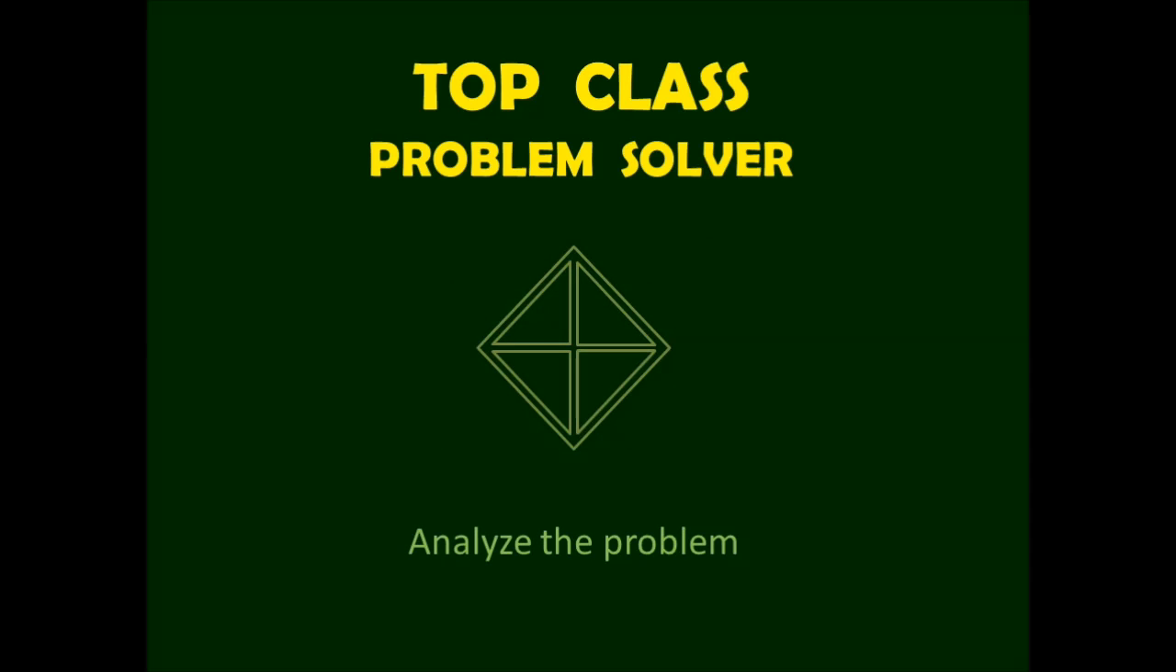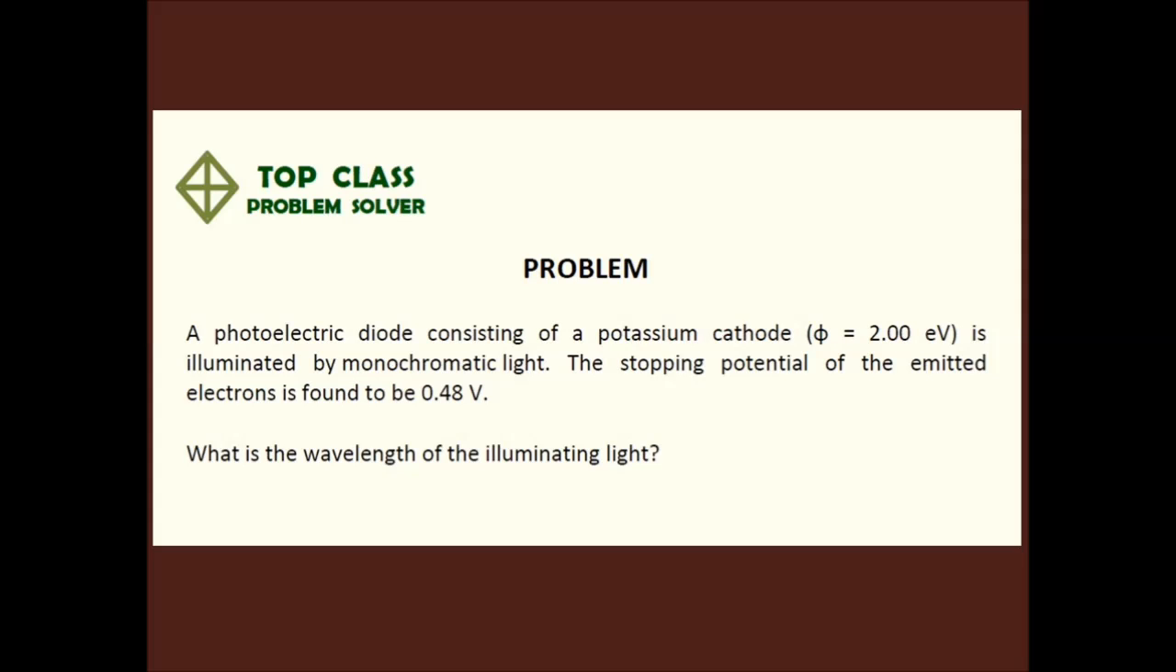The goal of this video is to help us learn to analyze the problem and communicate our solution effectively. A photoelectric diode consisting of a potassium cathode of work function energy 2.00 electron volt is illuminated by monochromatic light. The stopping potential of the emitted electrons is found to be 0.48 volt. What is the wavelength of the illuminating light?